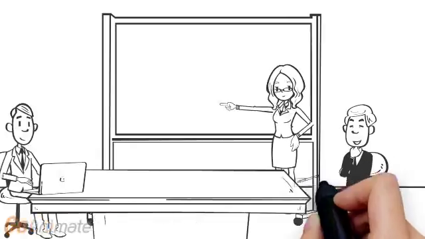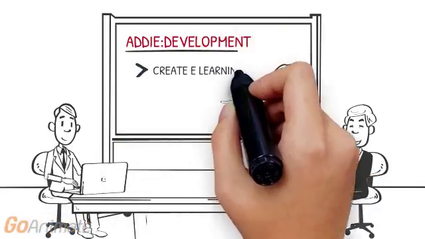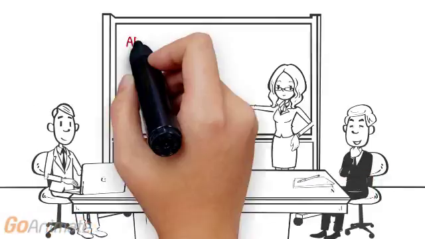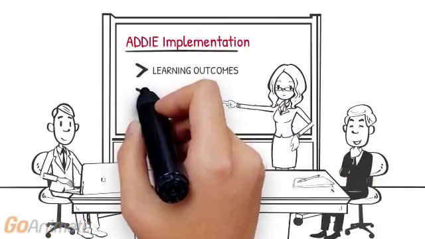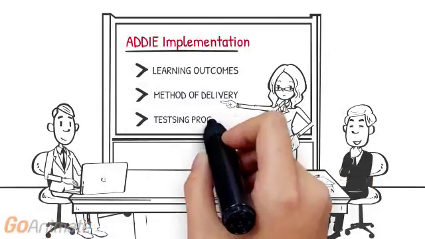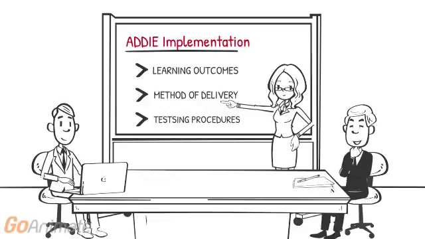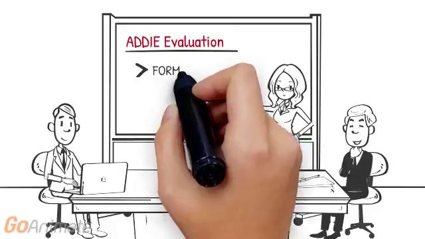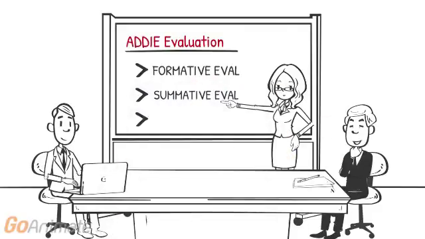Development phase: create the e-learning module of instruction with the defined tasks and goals in mind, keeping to the objectives, timeline, and needs of the company. Implementation: learning outcomes, method of delivery and testing procedures, all must be considered before the final unit is ready. Evaluation phase consists of formative and summative evaluations as well as feedback. In this unit, the evaluation is the successful completion of the calculator application.